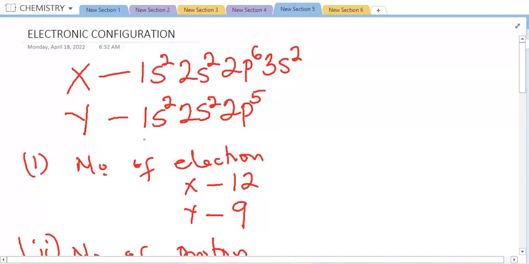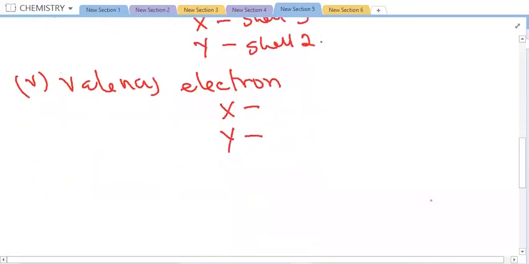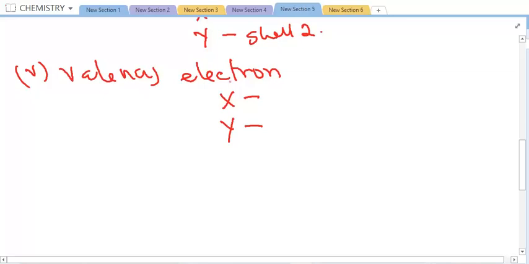For Y, it is this shell, shell 2. How many electrons here? 2. How many electrons here? 5. 2 plus 5, 7. So you can come down and say valency electron for X would be 2 electrons and for Y would be 7 electrons. That is how you answer valency electron.